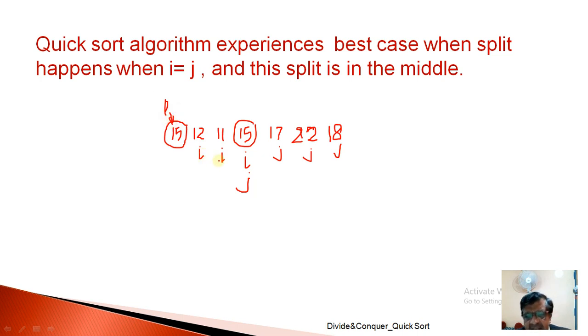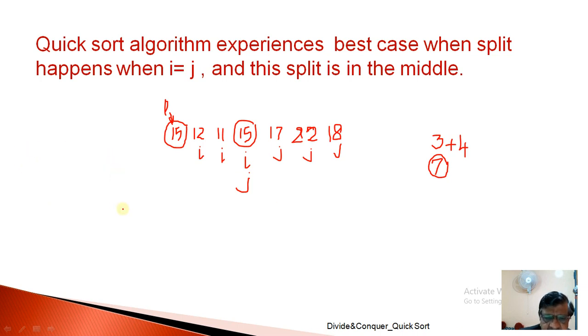Now, when I started moving, one comparison, second comparison, 3 comparisons, and when J starts moving, 4, 5, 6, 7. So 4 comparisons for J and 3 comparisons for I. Total number of comparisons equal to 7. Number of elements also 1, 2, 3, 4, 5, 6, 7. Seven elements are there. 7 comparisons will take place.